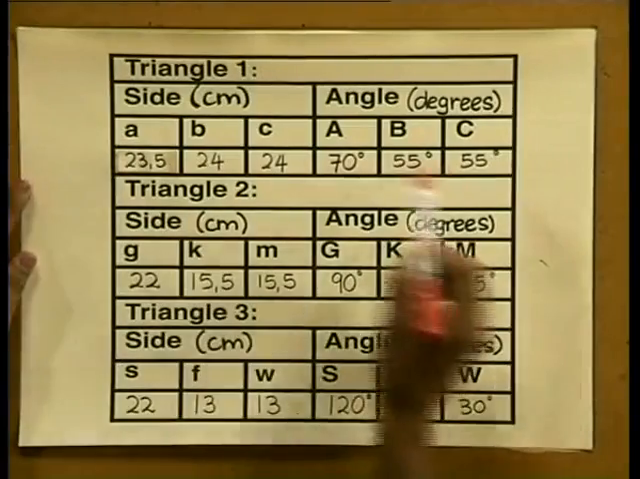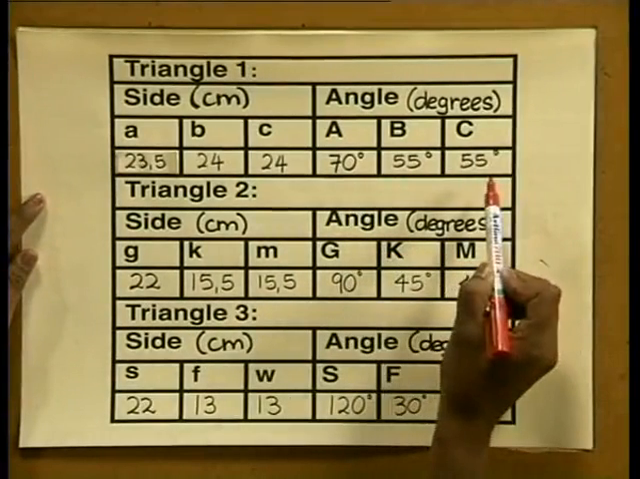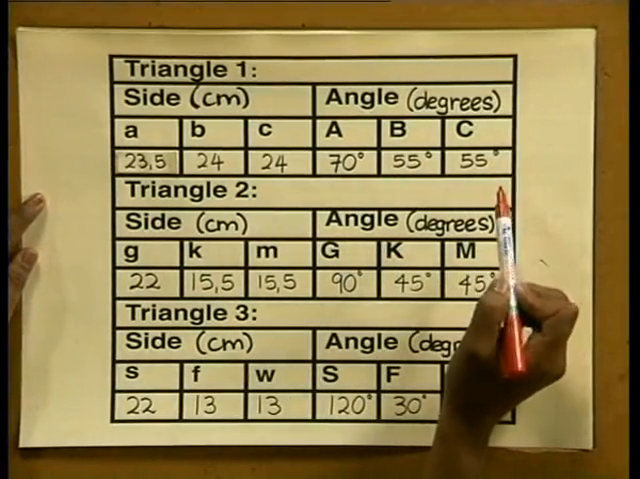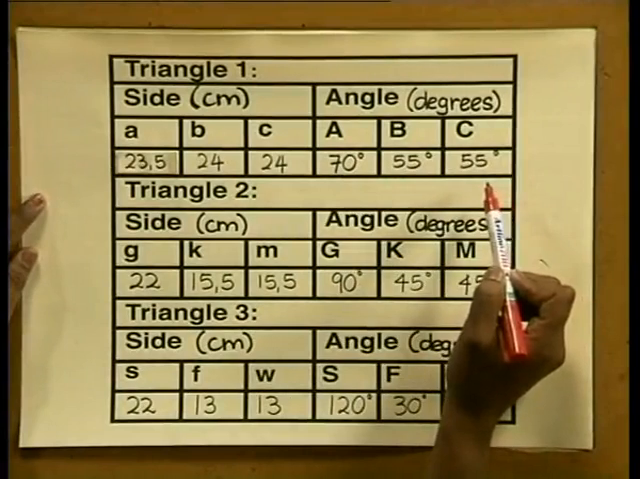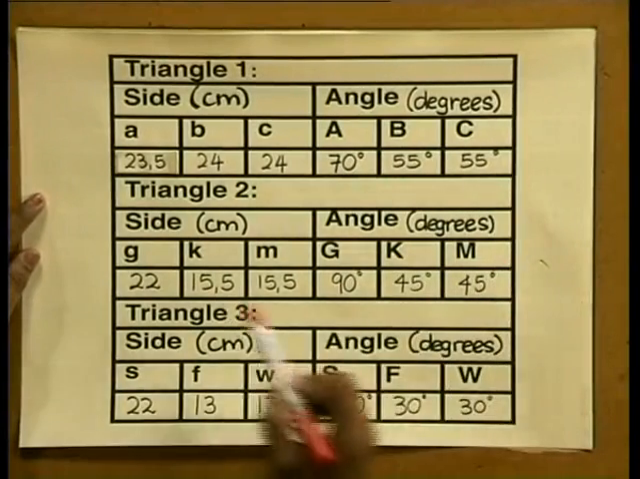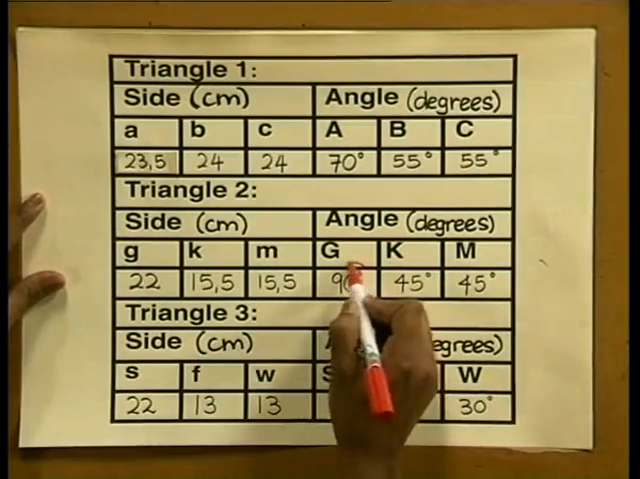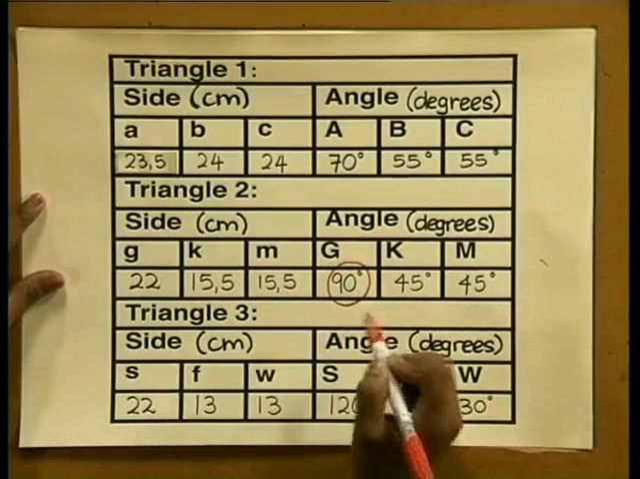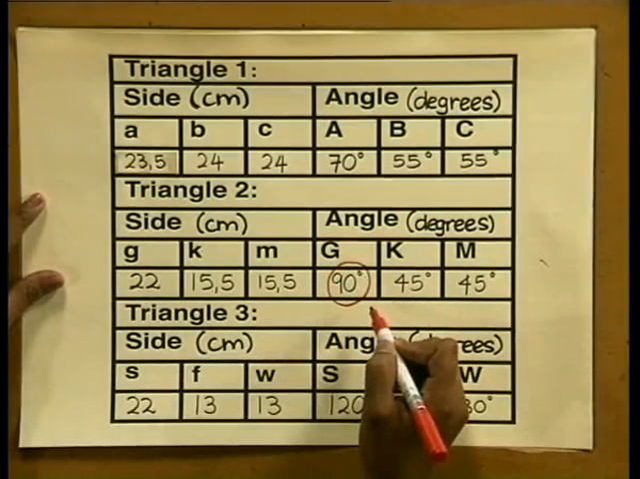In triangle 1, we see that all 3 angles are less than 90 degrees. This is called an acute angle triangle. In triangle 2, we see that one angle is 90 degrees. This is known as a right-angled isosceles triangle.